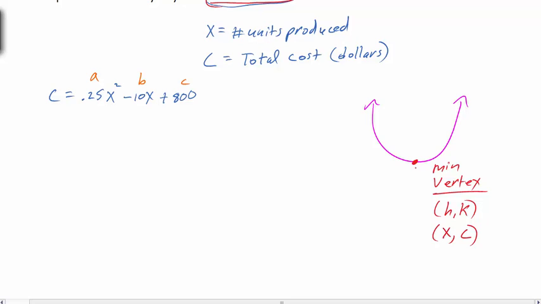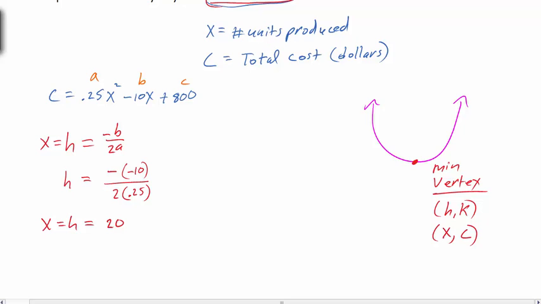So if we're looking for this point, then we know that we're trying to find H. And again, with this problem, H is representing our X, which is going to be negative B divided by 2A. So in that case, we're going to take negative B, and our B is negative 10, so that's negative negative 10 over 2 times A, which is 0.25. So then that means here our X, or the H value, would be 10 divided by 2 times 0.25, and that should be equal to 20.